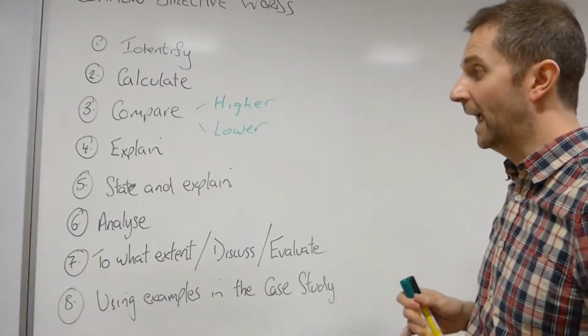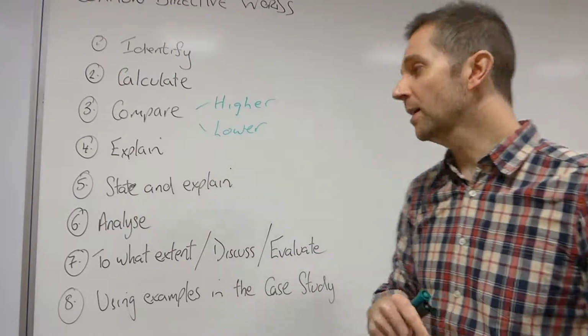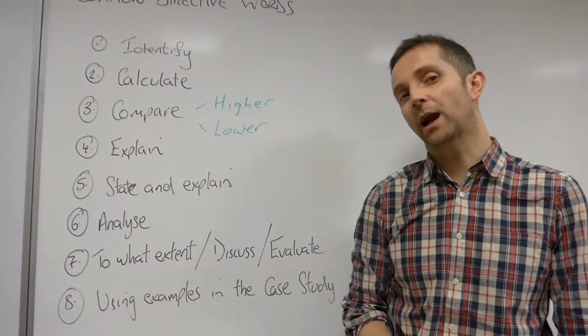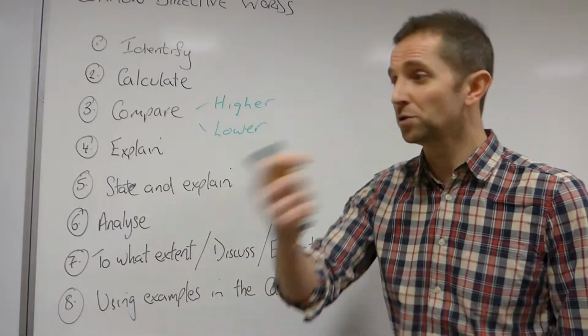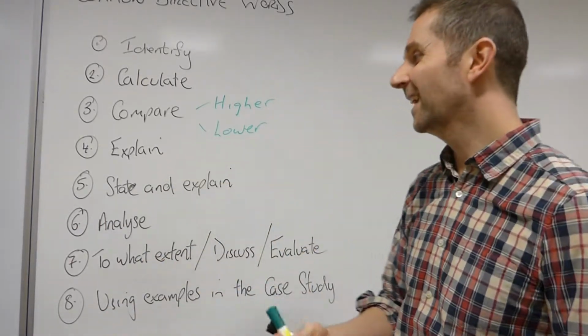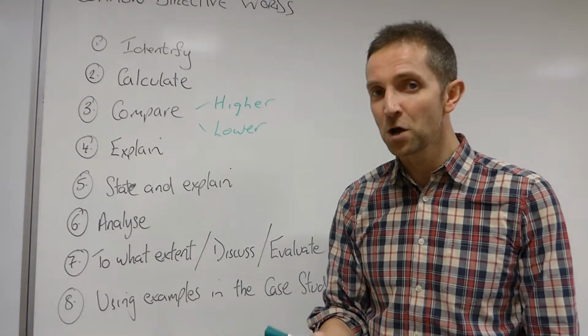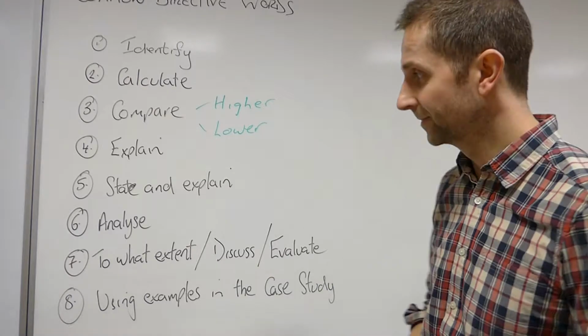Directive word 4, explain. Explain the meaning of the term GDP, explain the meaning of the term GDP per capita, explain what's meant by inflation, explain how inflation is measured. All of these things usually carry about 4 marks, and again it's something that you really either know because you've learnt it and committed it to memory, or you don't know it.